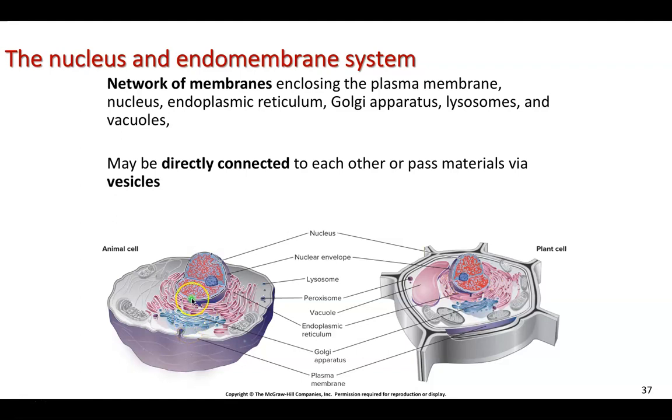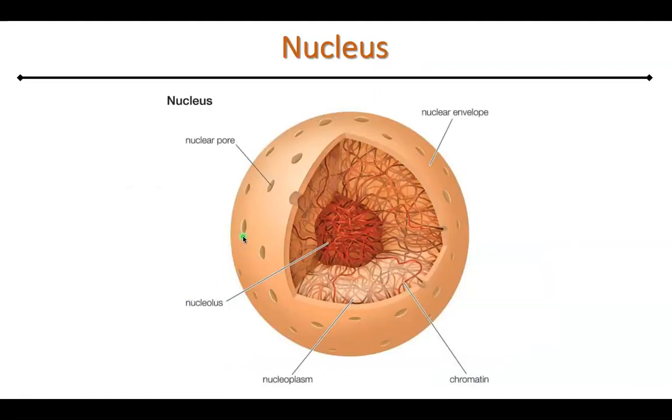So again, what is the endomembrane system? It's just a connection or a system of communication from the nucleus all the way to the outside part of the cell, or the plasma membrane. So let's dive into this nucleus, because I've been saying that a lot. I'm going to give you some information on that.